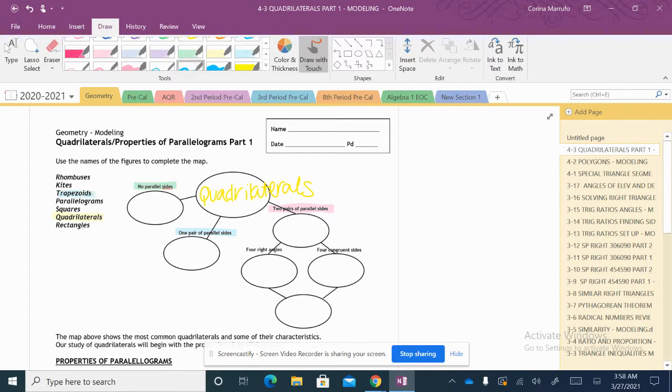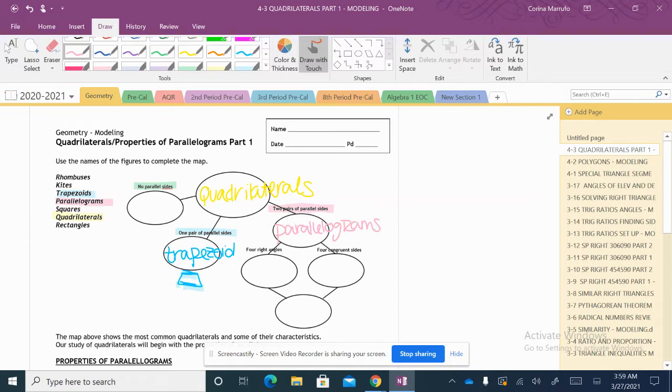Okay, so right here, trapezoid. So if I make a little picture real quick, if we look here, this would be our one pair of parallel sides, these two right here. That's my pair of parallel sides. Then we have our two pairs of parallel sides. Those ones are your parallelograms. So right here we're going to write parallelograms.